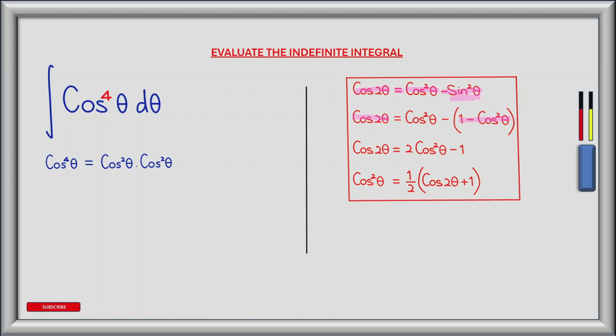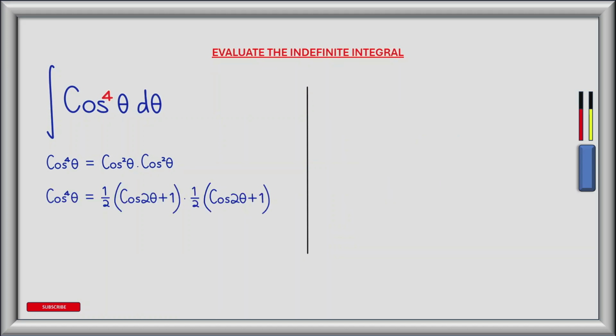So cos2θ is now equal to cos²θ minus, in brackets, 1 minus cos²θ. If we evaluate the bracket, we're left with cos2θ is equal to 2cos²θ minus 1. If we add 1 to both sides of the equation and divide both sides by 2, we're left with cos²θ is equal to 1/2 multiplied into the bracket of cos2θ plus 1.